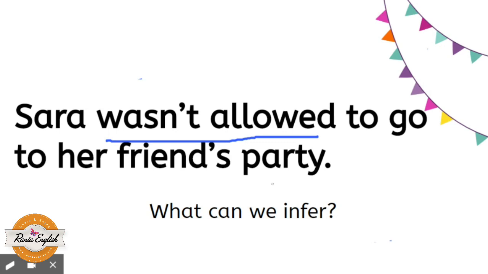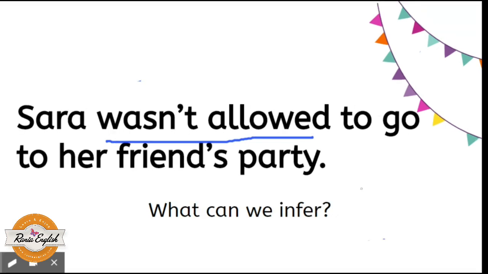That's one way to look at it. Another way to look at it, maybe she wasn't allowed to go to her friend's house because her parents were too afraid to send her. They were concerned about her. So these are some possibilities that we can infer when looking at a text, in this case a sentence, and trying to find an answer. Moving on to the next.